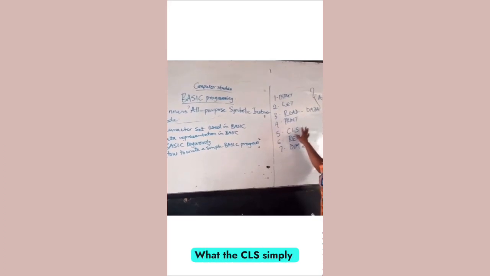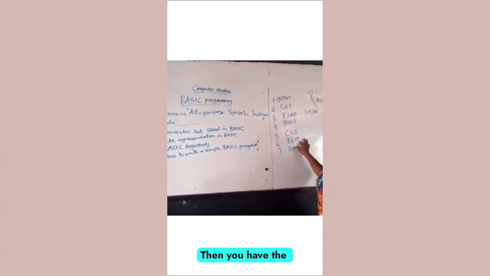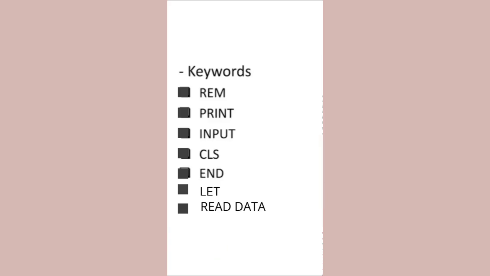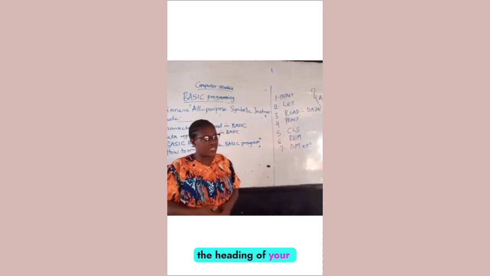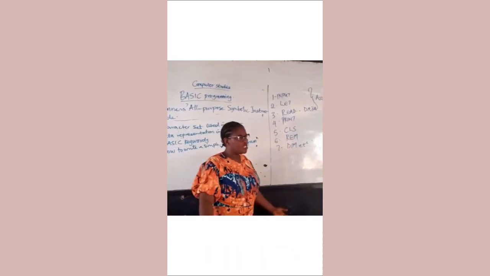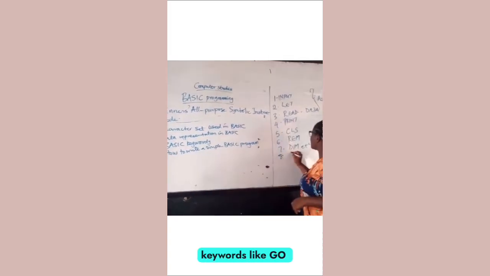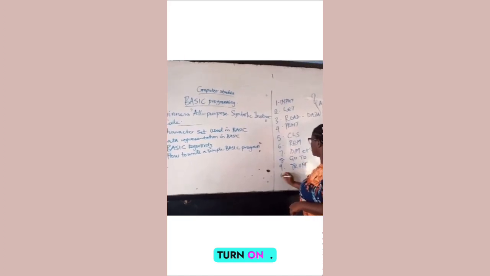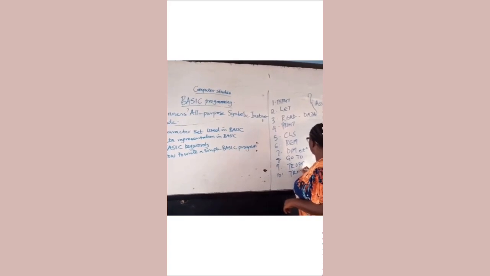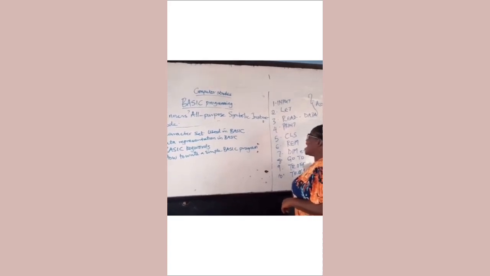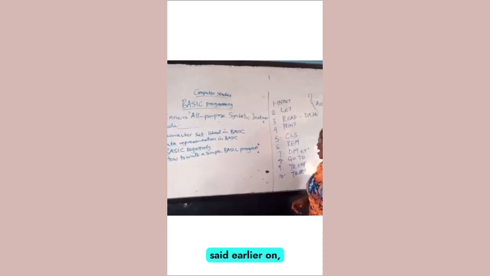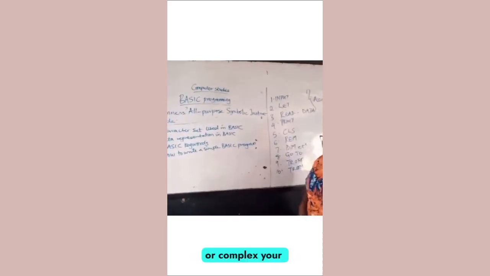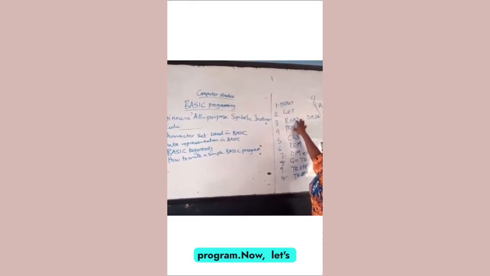Then you have the CLS. What the CLS simply means is clear the screen. Then you have the REM. Now, REM is for comments. In the BASIC programming language, REM is for comment. It is to show the title, the heading of your program, while DIM is for dimension. Also, we have other keywords like GOTO, turn off, turn on, and so on. So, like I said earlier on, no matter how simple or complex your BASIC program is, these must be in the program.